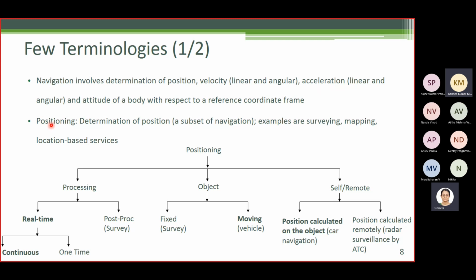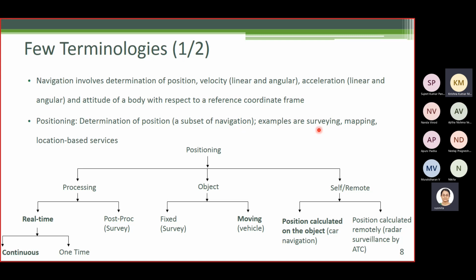Now, there is one more term called positioning, which is related to navigation. It's basically a subset of navigation. Positioning actually means determination of position. There are applications where we are particularly interested in position. We do not want velocity, acceleration, and attitude. For example, surveying. In surveying, we are interested in precisely determining boundaries of an object. So here we want to know the position with high accuracy.